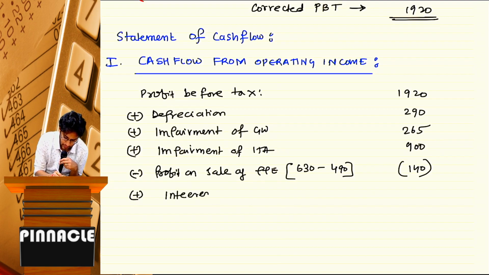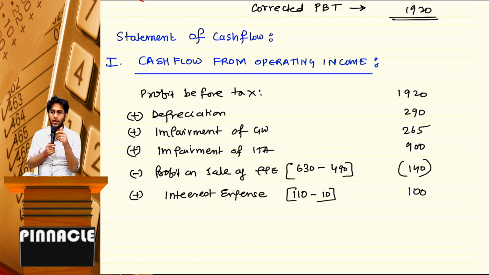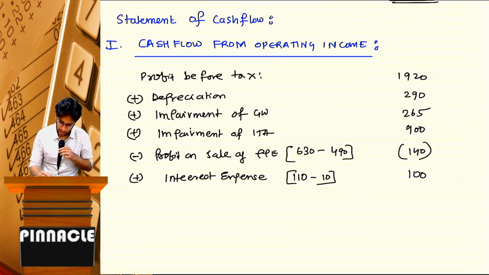Interest expense. This is cash, but non-operating. How much interest expense? 100. Sir, why 100, sir? Of 110, 10 we already added back above while rectifying the profit. So correct interest expense is 100. That also I will add back now, not because it's a mistake, but because it is a non-operating item. Net off up to here, sir, please.